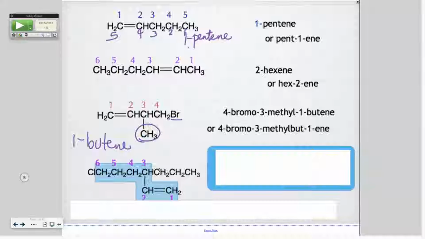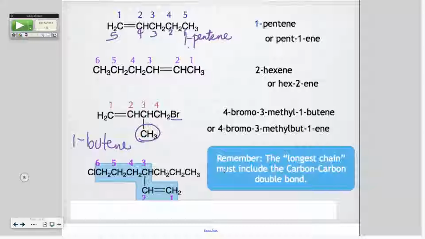Because the chlorine gives you 2 substituents. If you went to the right, you would only have 1 substituent. That would be complicated and you would have to use those parentheses that I know you love dearly. Remember the longest chain must include the carbon-carbon double bond. So what is the name for that, you think? 6-chloro-3-propyl-1-hexene.